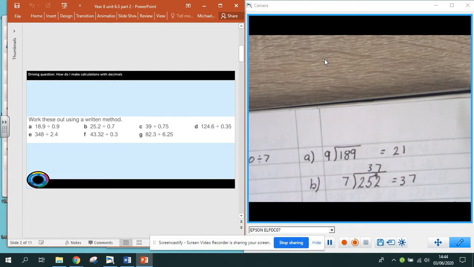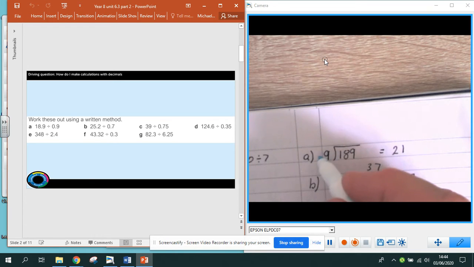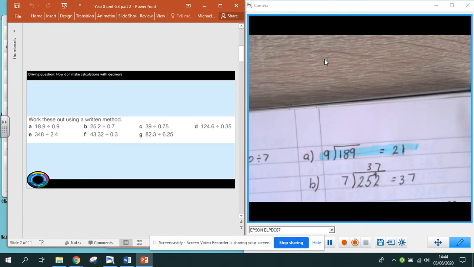I've done these in advance because a lot of times there's quite a lot of work in each one of these, so it's probably better that I've got it written down. So the first one, 18.9 divided by 0.9. I multiplied both of the numbers by 10 and I got 9 and 189. How many 9s in 1? Obviously there's none. How many 9s in 18? There's 2. The remainder, how many 9s in 9? 1. So my answer there is 21. So that's my first question done.